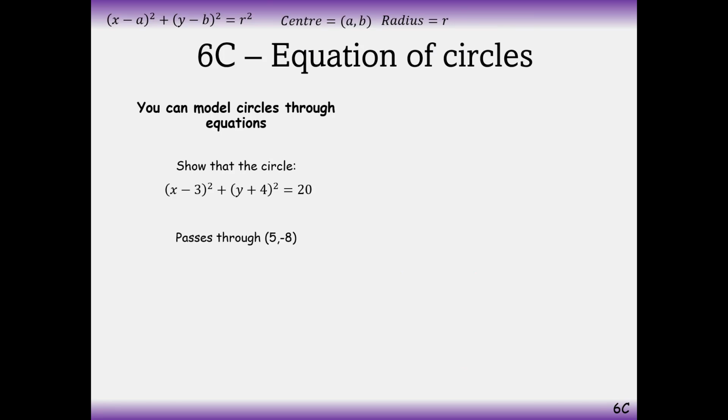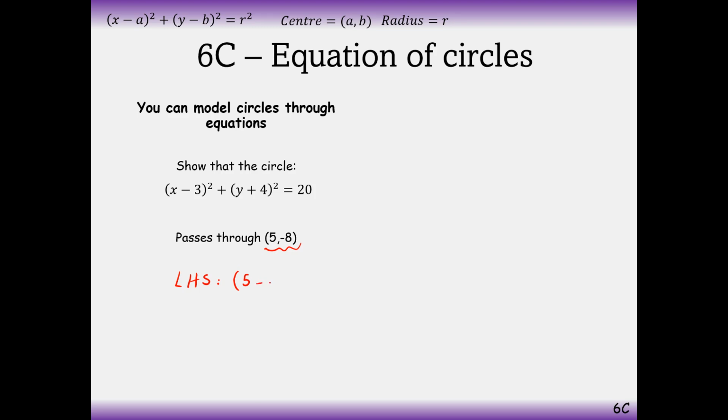Alright, so next example. We've been told to show that this circle with this equation passes through this point. What it means is that we show that (5, -8) is a coordinate on the circumference of the circle. So it suffices to take this coordinate and substitute it into the left hand side. It's better to write that we're just going to start with the left hand side. We're not assuming that it's 20, we're just going to calculate it.